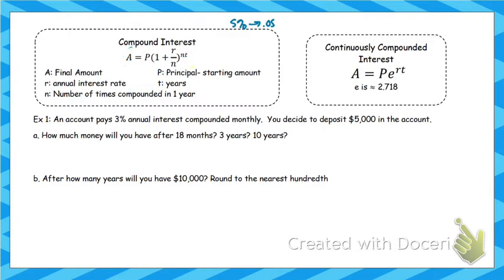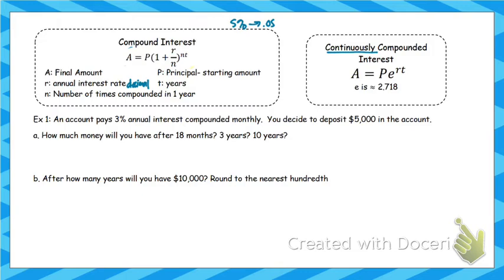Now, there's a special type of compounding that you probably looked at last year, and that is continuously compounding interest. So continuously compounding interest has a different formula. You will specifically see the phrase continuously compounded if you use this formula. If you see any other type of compounding, you're going to use the first formula.